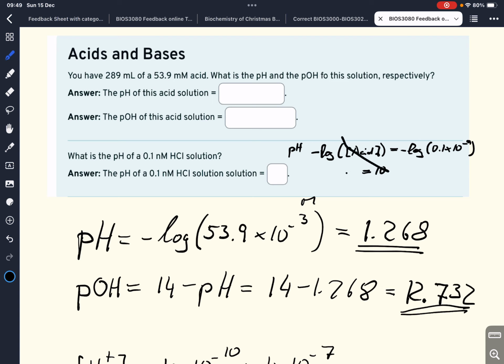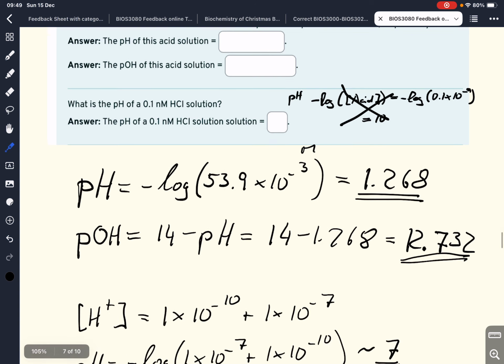But obviously this can't be correct, because we have a strong acid, HCl is a strong acid, and we would need a pH that is below 7, or at least 7 or something like that. But with a pH of 10, this would indicate that it's alkaline. So 10 cannot be the correct answer for it.